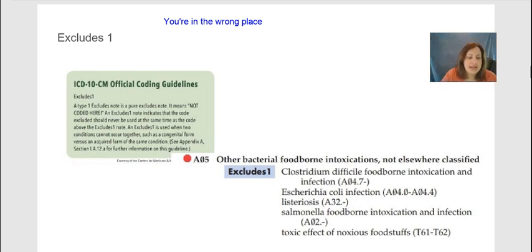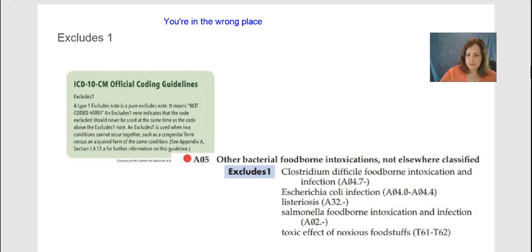An excludes 1 note says that the code that it is excluded would never be used at the same time as the code you're at, where you see that note. An exclude 1 is used when 2 conditions cannot occur together, ever, such as a congenital versus an acquired form of the same condition. So say, for example, I don't have a pinky finger. If I was born that way, that would be a congenital condition, okay, because I was born that way. If I was born with 5 fingers, but I had an accident that amputated my finger, and now I'm missing my pinky finger because of the injury, that would be an acquired condition. I was born with 5 and I acquired the loss of the finger. You can't have both. You were either born that way or you acquired it along the course of your life. You can't have both. It's impossible for both to occur at the same time.